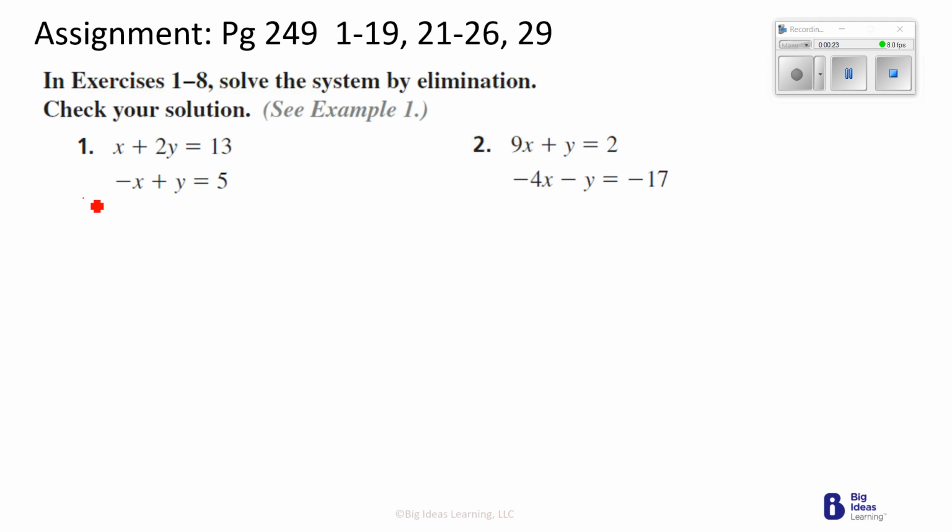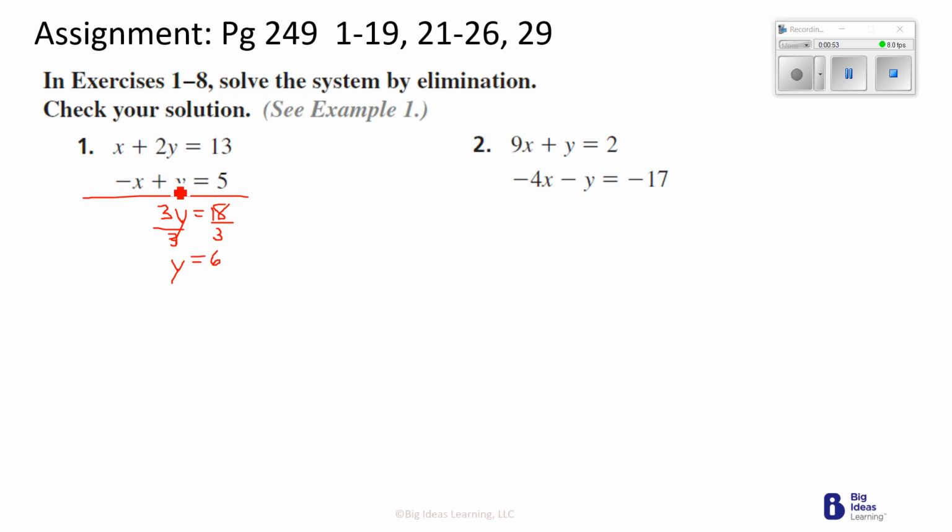If I'm working this one, I'm going to work the first one out, and then I'm probably just going to reveal the rest of them. x minus x is 0, so automatically now I could take 2y plus y, and that's going to give me 3y. And 13 plus 5 is 18. And that means I'll just divide by 3 on both sides to isolate my variable y, which has to equal 6, because 18 divided by 3 is 6.